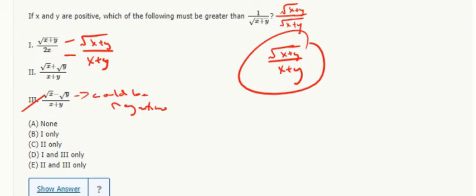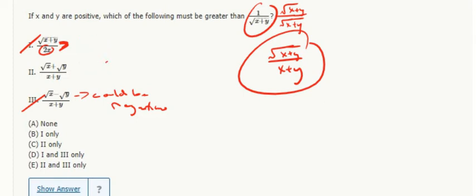But what if y is less than x? Then x plus y is less than 2x, making this number 1 greater than what they give us in the stem. Or y could be greater than x, so x plus y is bigger than 2x, and that makes this a smaller fraction than what we have originally. So number 1 is out.